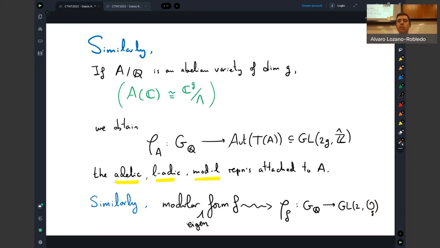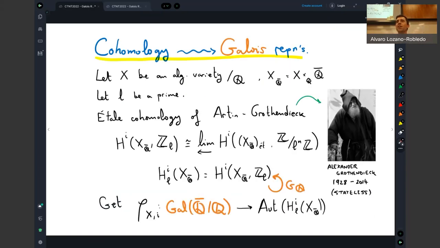So where else do we find Galois representations? In cohomology groups. More generally, much more generally, you take an algebraic variety X, and then base extend it to Q bar, take l to be a prime. And again, I'm definitely not going to go into what étale cohomology is, but you can build cohomology groups defined by Artin and Grothendieck.